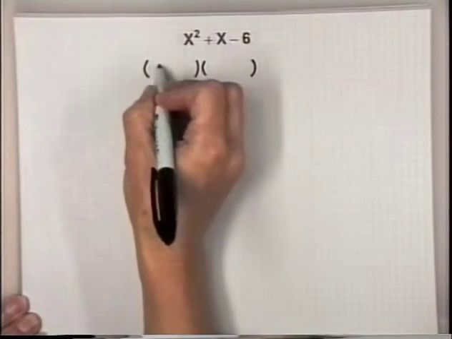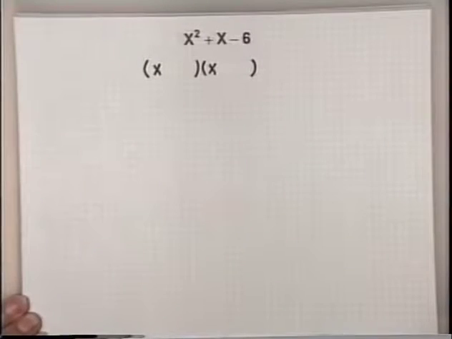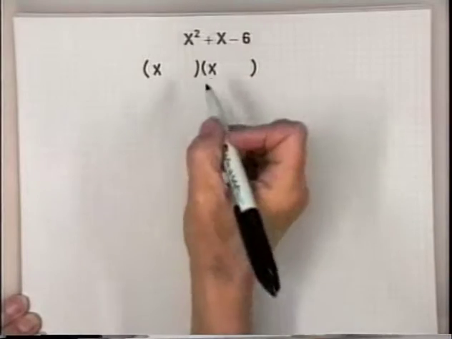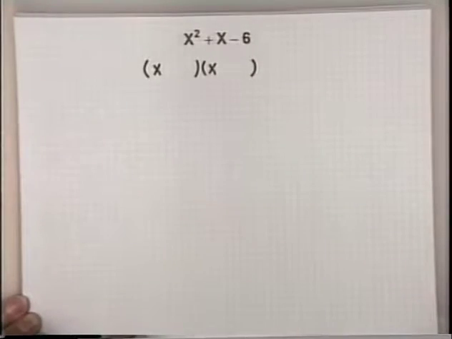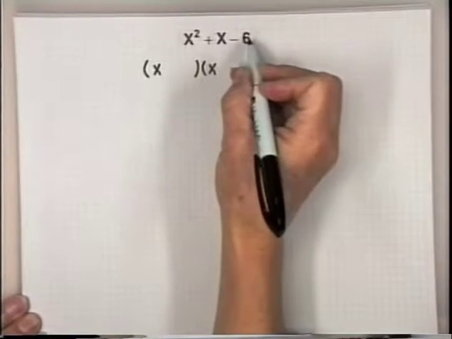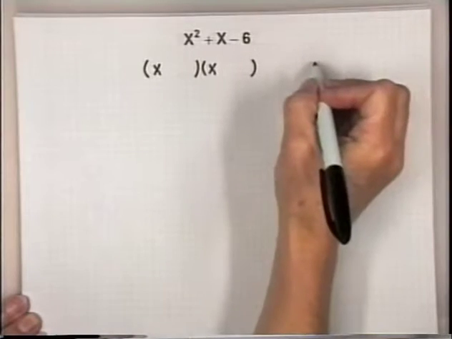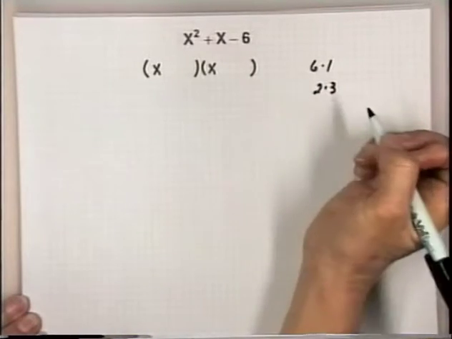Our first term, again, must be the product of x times x, so we'll put those letters in. Since our signs are going to be opposite, I do not want to write the signs in just yet because I'm going to need to be careful about where those signs go to give me this middle term here. The numbers that we use in these last positions must be factors of 6. Our choices again are 6 times 1 or 2 times 3.